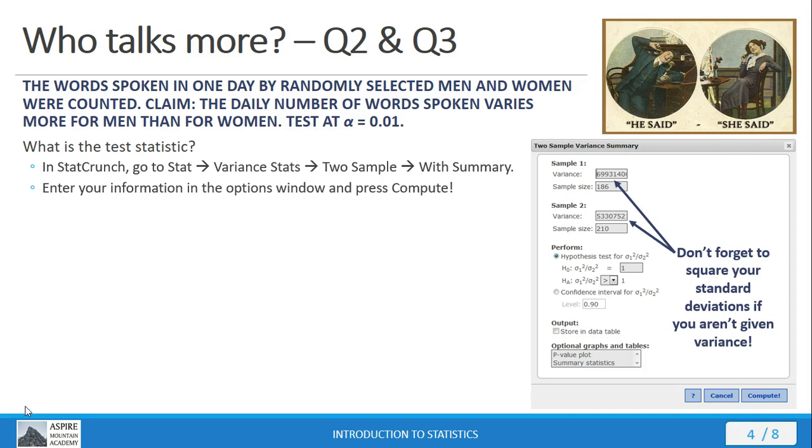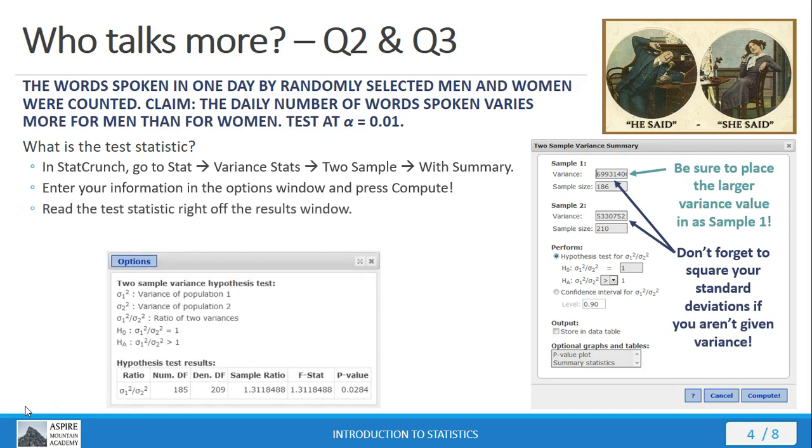The other thing you have to remember is that the larger number goes with the first sample. So make sure you put that larger variance in for sample 1, so that your test statistic can come out right. And then once you put that in, make sure everything is kosher with the hypothesis test region. Hit compute, and out comes your results window.